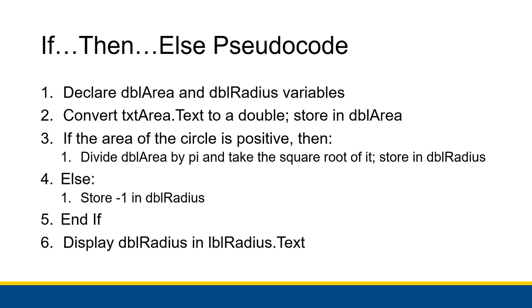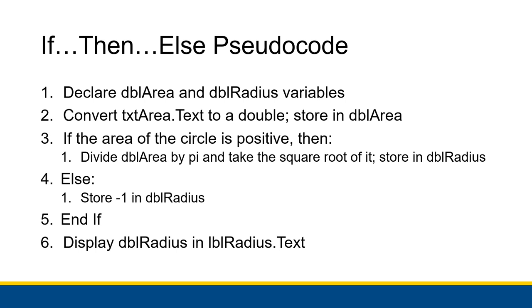However, what if we wanted to instead give them a better, more appropriate message? Like, hey, you need to enter a better value for area, or something like that, right? We want to actually give them that message. However, if we're trying to use double radius as the thing that we are displaying in label radius alt text, that's not going to be possible specifically because double radius is a double, and using option implicit off and explicit on and all that kind of stuff, which you should be using.